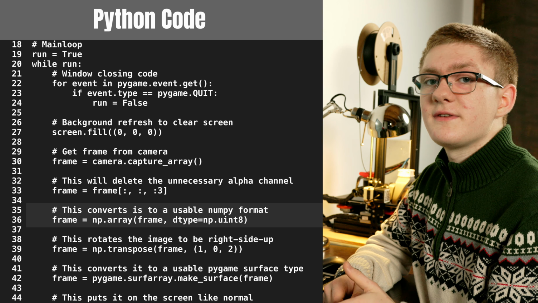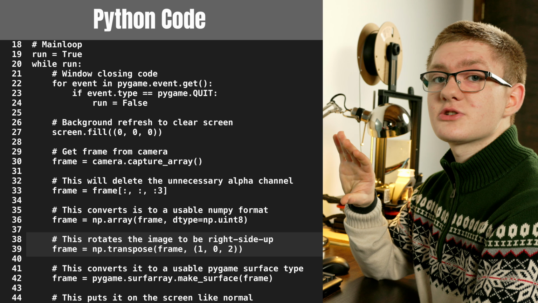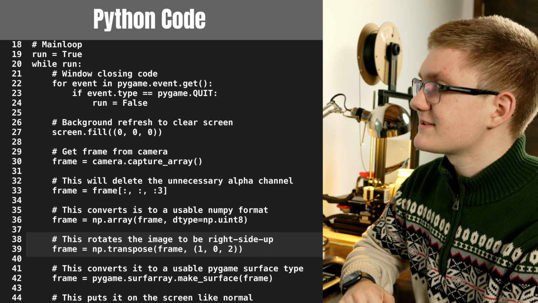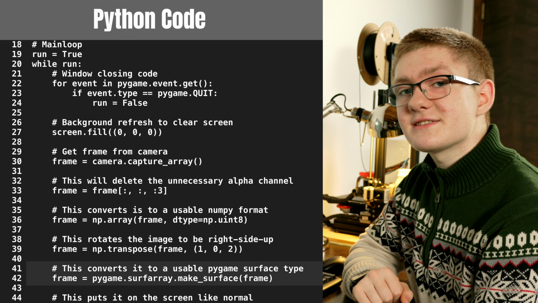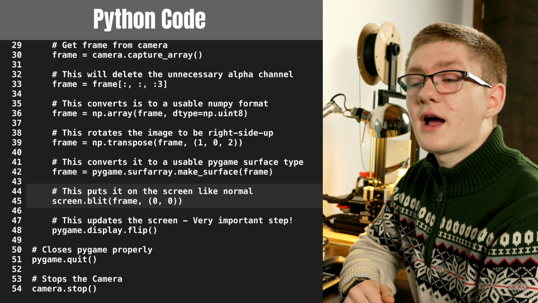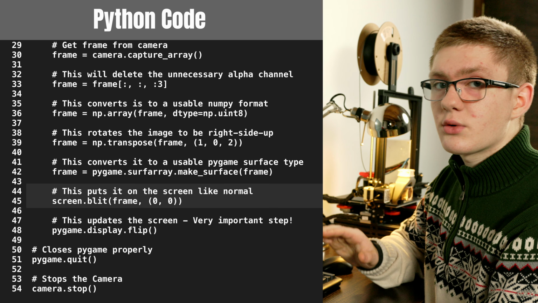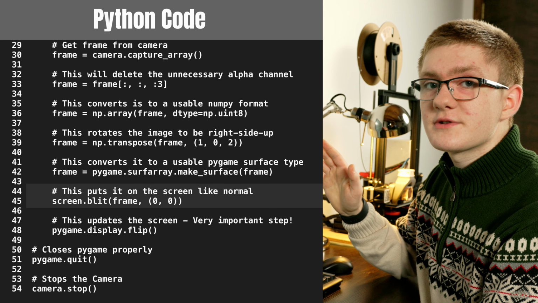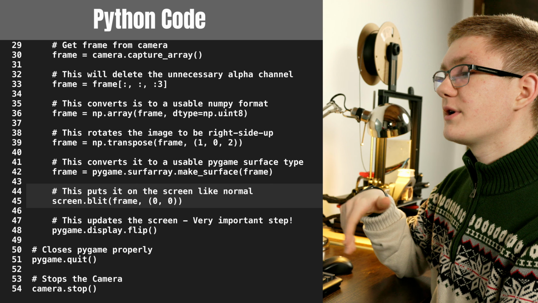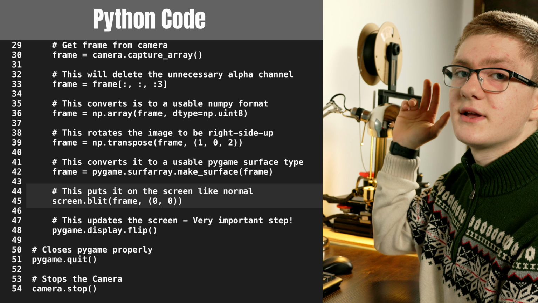Next, we'll do a np.transpose, and this will just rotate the image. So there's some values in there to do that because it comes in naturally sideways. So we'll need to fix that. Now this next line is where the magic happens. pygame.surfarray.make_surface. This line will actually convert it to a Pygame surface, which we can then put onto the Pygame screen. And then I just put it on 0, 0 on the XY coordinates. You can put it anywhere on the screen, use it for your own purposes. I just had mine so that it fills the entire screen. So I put it at 0, 0, which is the top left corner.